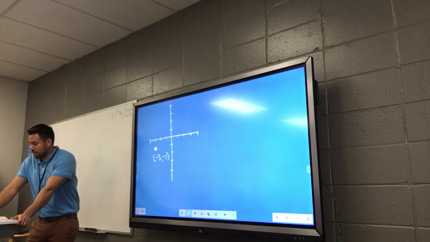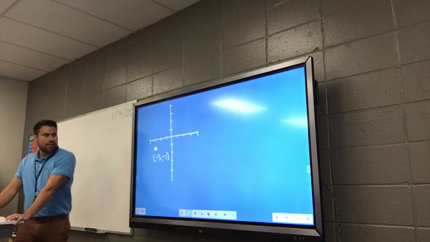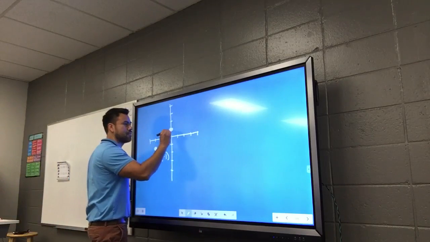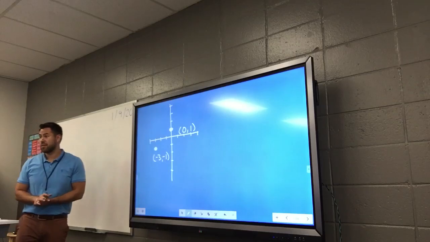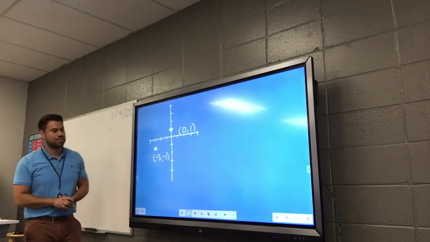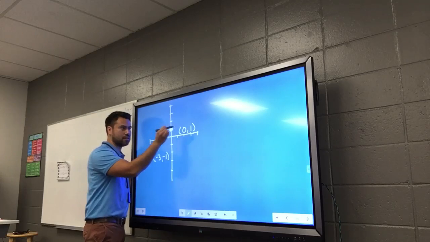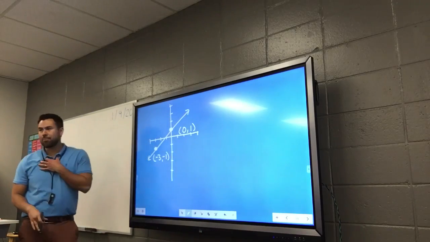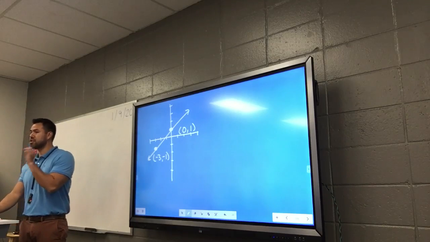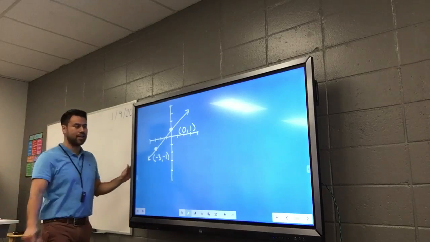And then the second point I want you to put up there is (0, 1). That's right here. And label that (0, 1). You go left and right nowhere because it's a 0, but then you go up 1 because of that y value. All right, go ahead and connect them to form a line. By the way, how many points do you need to draw a line? 2. If you only had 1 point, that's all you have, a point. If you have 2 or more points, you could connect them to form a line. So here we have our 2 points.